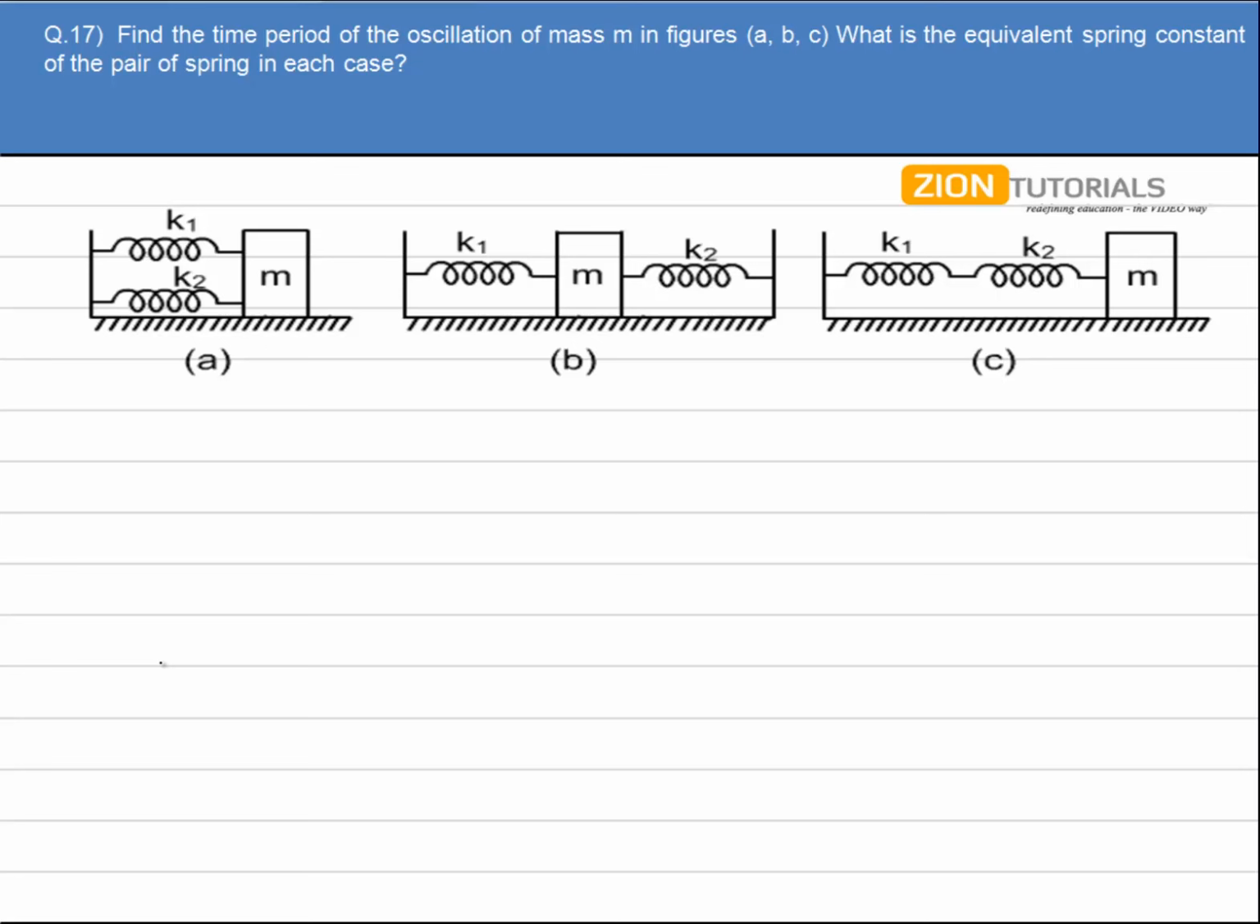Find the time period of the oscillation of mass m in figure ABC. What is the equivalent spring constant of the pair of springs in each case? Fine. Now let's say if I talk about A part, this K1 and K2 are in parallel.